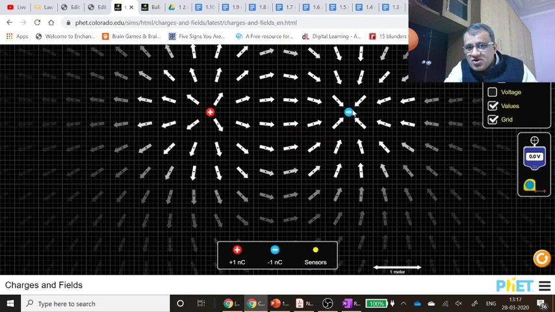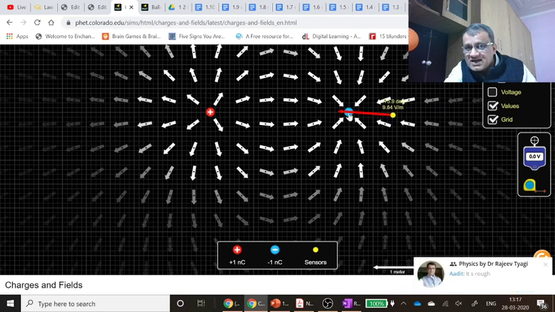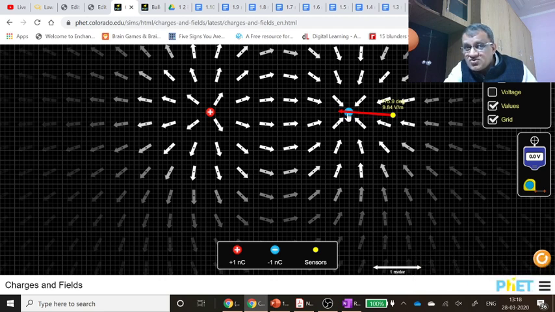Because of this negative, the field is towards. And because of this positive, the field is away, to the right. What do you expect the field to be when both of them are kept here? What do you expect it to be? Because this negative is closer, the negative field due to this minus q will dominate.